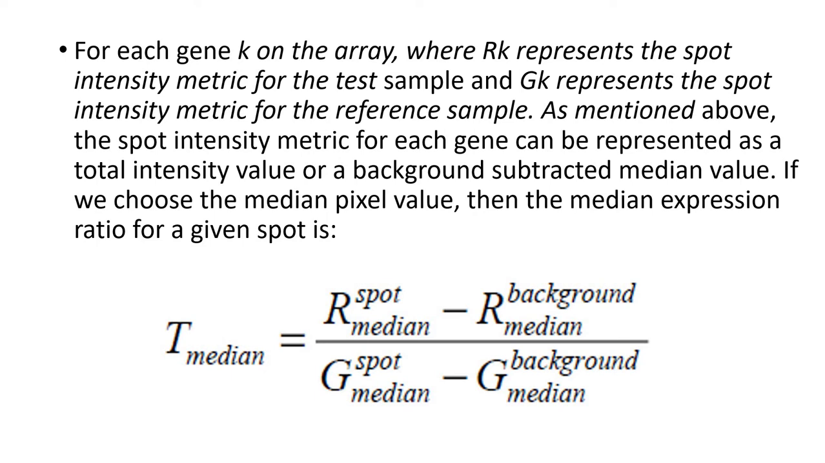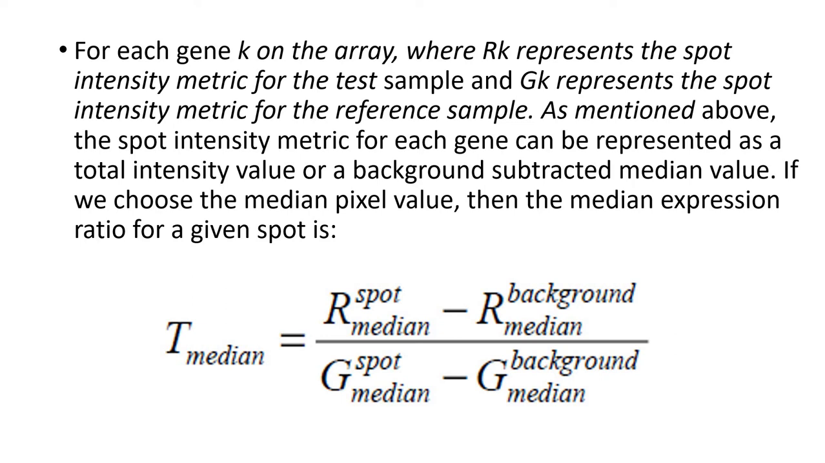So what is RK? Spot intensity. What is GK? The metric for the reference sample. In the formula, as I have already mentioned, the spot median intensity minus the background median intensity will be the spot intensity. What is the spot intensity? It comes when we subtract the background median intensity from the spot median intensity. This will give the value of the spot intensity.